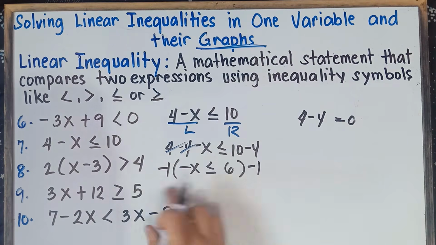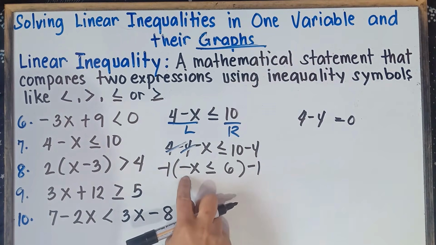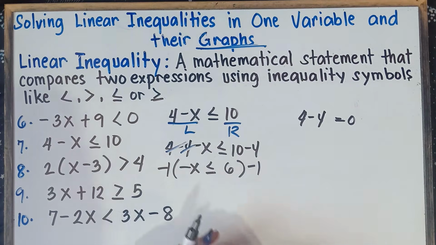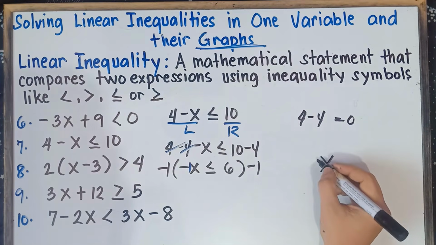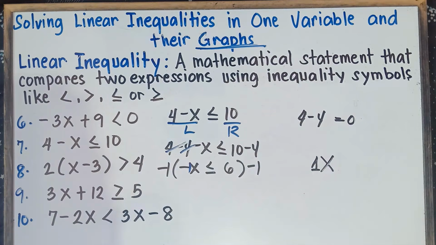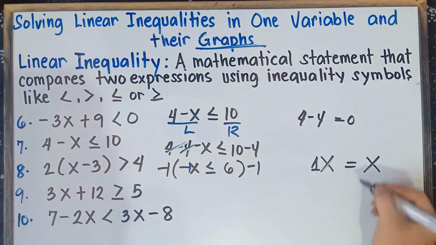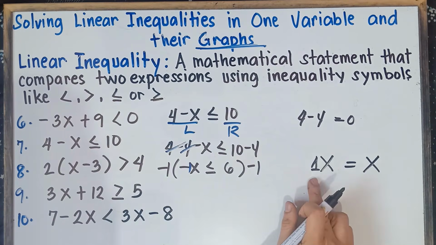So, multiplying both sides by negative 1. Negative times negative will become positive. Understood that there's 1 here. Once again, any variable has an understood numerical coefficient of 1. 1x is just the same as x.